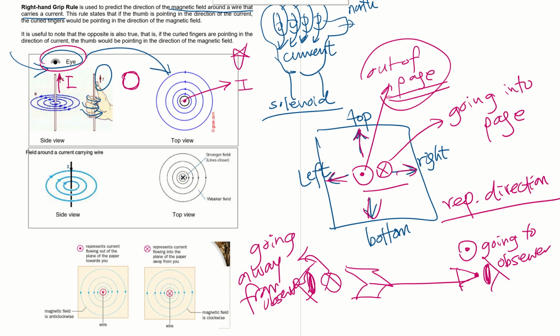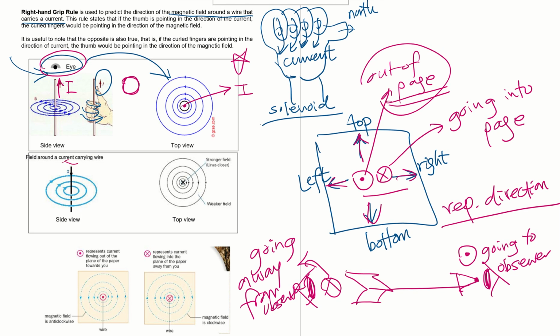How about the next example, if again the eye is over here? In this case, the eye is still placed above the wire, but the wire is moving away from the observer. If I were to convert this into a 2D diagram, you will see that it is actually a cross. What does the cross represent? The cross represents going into the page. What is going into the page? It is now the current that's going into the page.